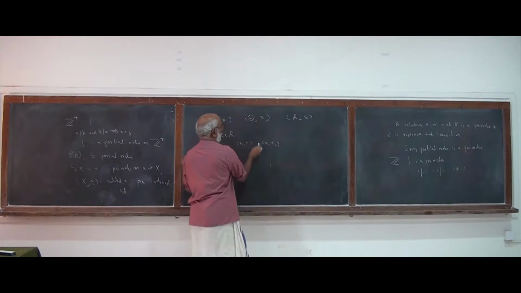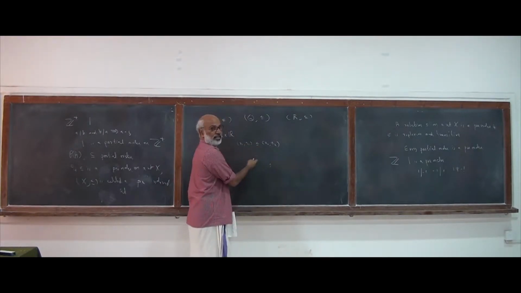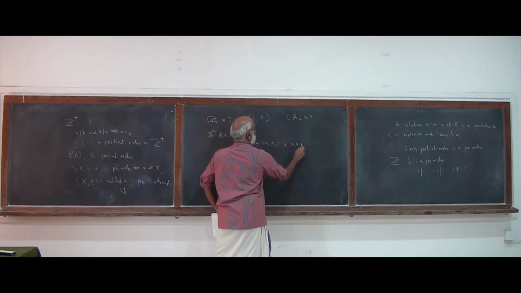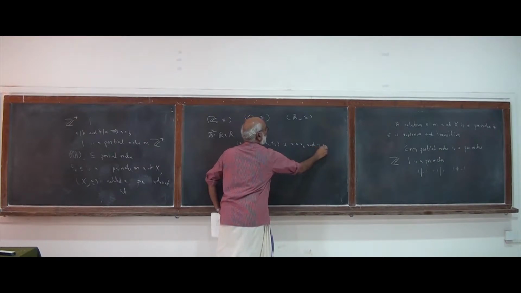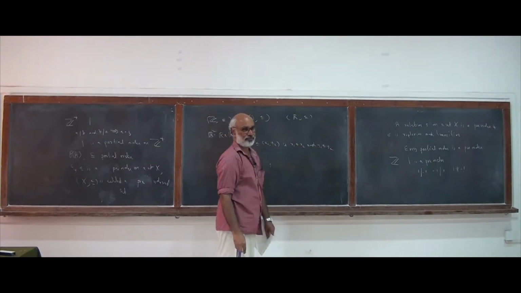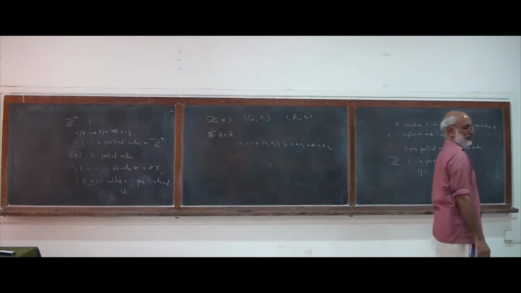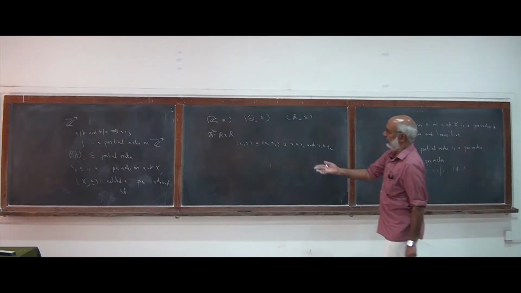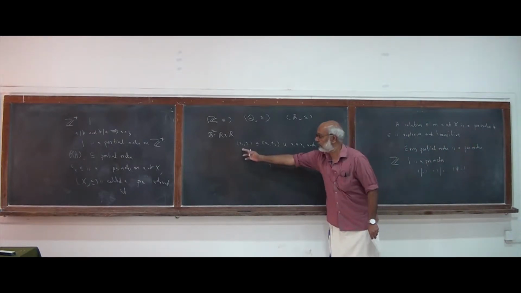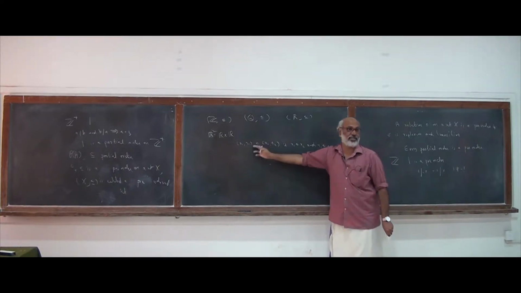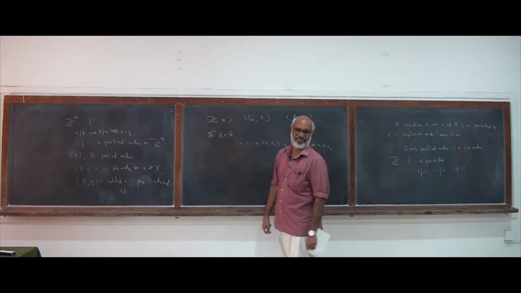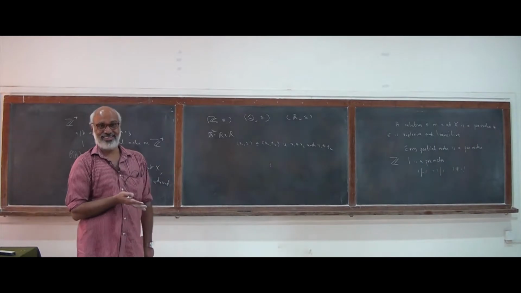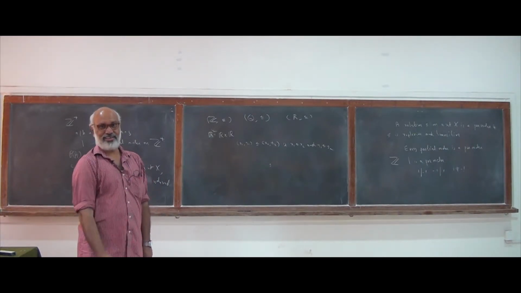Given any two such ordered pairs of real numbers, we can define a relation like this. That is, (x1, y1) is less than or equal to (x2, y2) if x1 is less than or equal to x2 and y1 is less than or equal to y2. That is, one ordered pair is less than or equal to another ordered pair if and only if the first coordinate is less than or equal to the first coordinate and the second coordinate is less than or equal to the second coordinate. This is a partial order because this is reflexive, transitive and also antisymmetric.